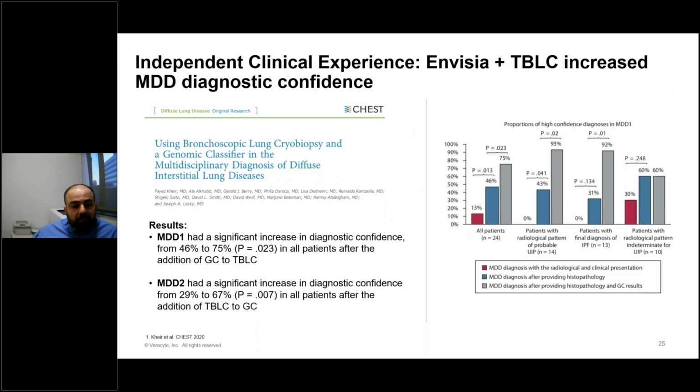To this effect, recently we have published a study that looked at whether a combination of a cryobiopsy as well as a genomic classifier will increase the confidence of labeling patients as an IPF or a UIP pattern. So what we found out, using 2 separate multidisciplinary discussions, is that the diagnostic confidence after adding genomic classifier and cryobiopsy increased the diagnostic confidence of patients being labeled as UIP and eventually being labeled as an IPF diagnosis.